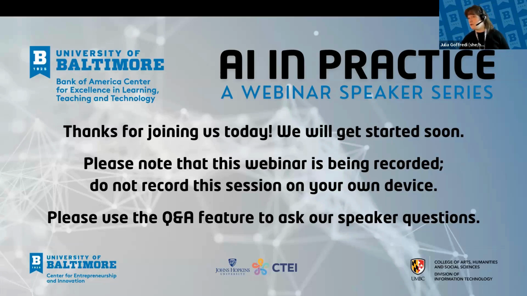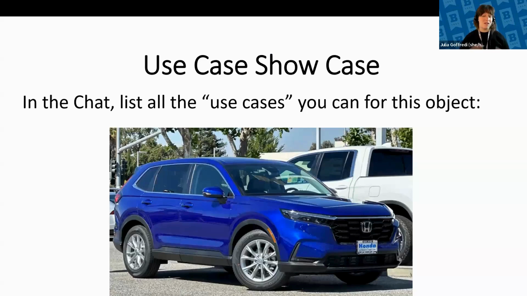So to start things off, we want to think about a use case. We have some things that might seem obvious, but others that might be a little bit more unique and creative. So to get those ideas rolling, in the chat, which should be enabled now, can you list, let's do about a minute, as many use cases as you can for the object on the screen.